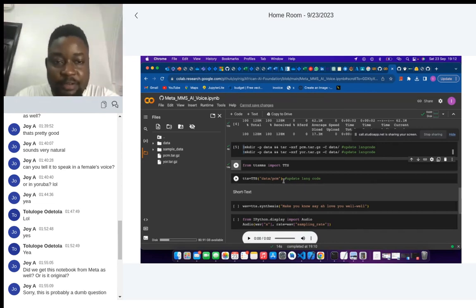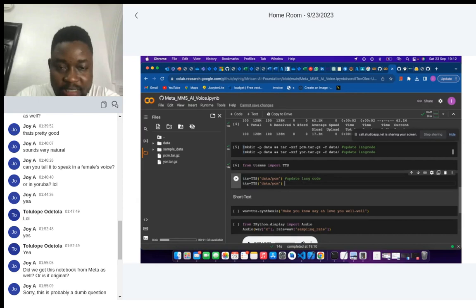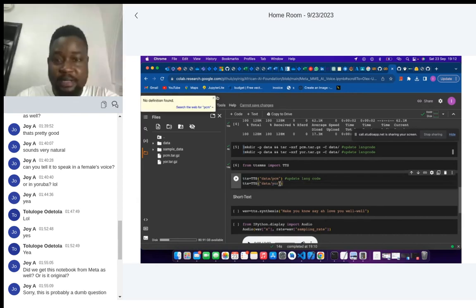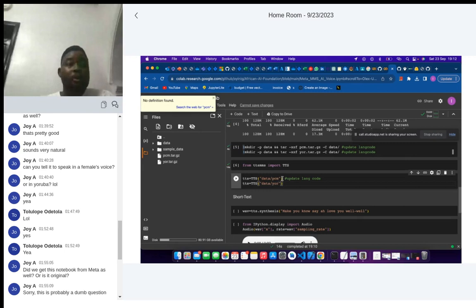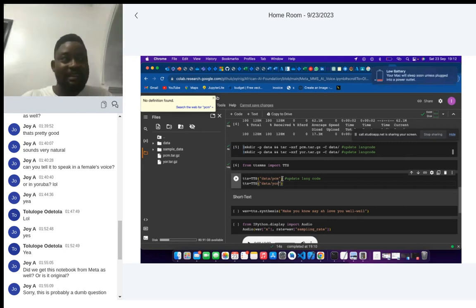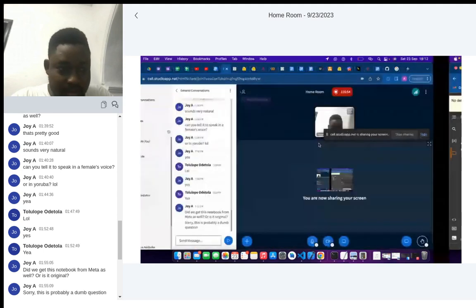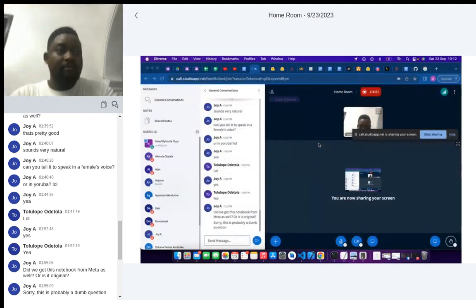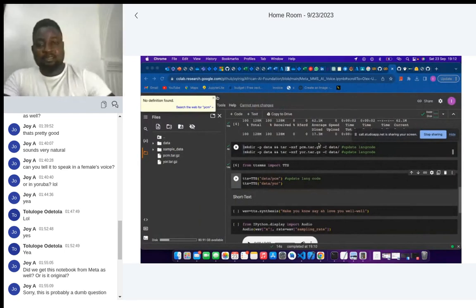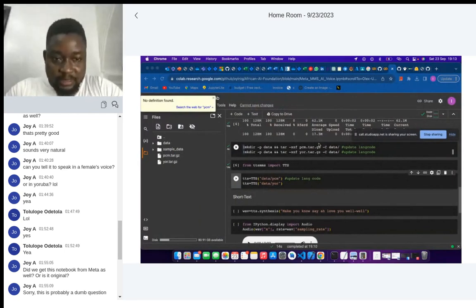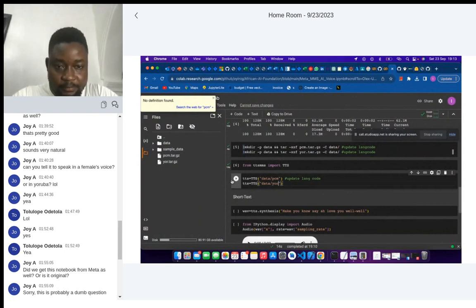So now all I have to do, once I've loaded the model, is this. I'm importing the language code, for both Yoruba and Pidgin English. All right, so I'll run this. That's what we're doing: we're loading the Yoruba and Pidgin English model.